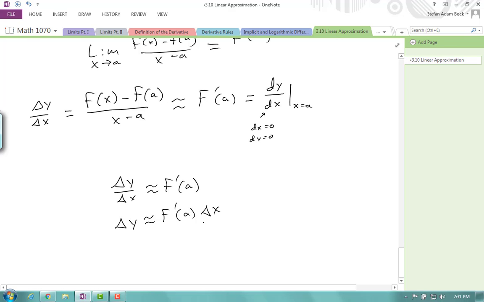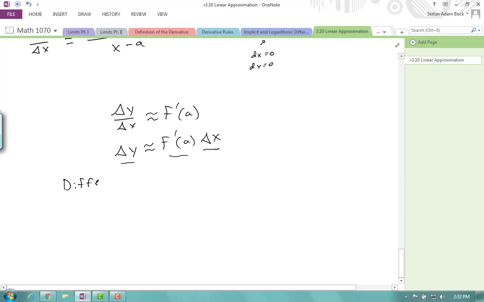If I increase my x values a little bit and I have a particular slope, then that's going to give me an estimation of the increase in the y values, because the slope is exactly rise over run. I'm applying a slope for a short duration in my delta x's. So these are called differentials.